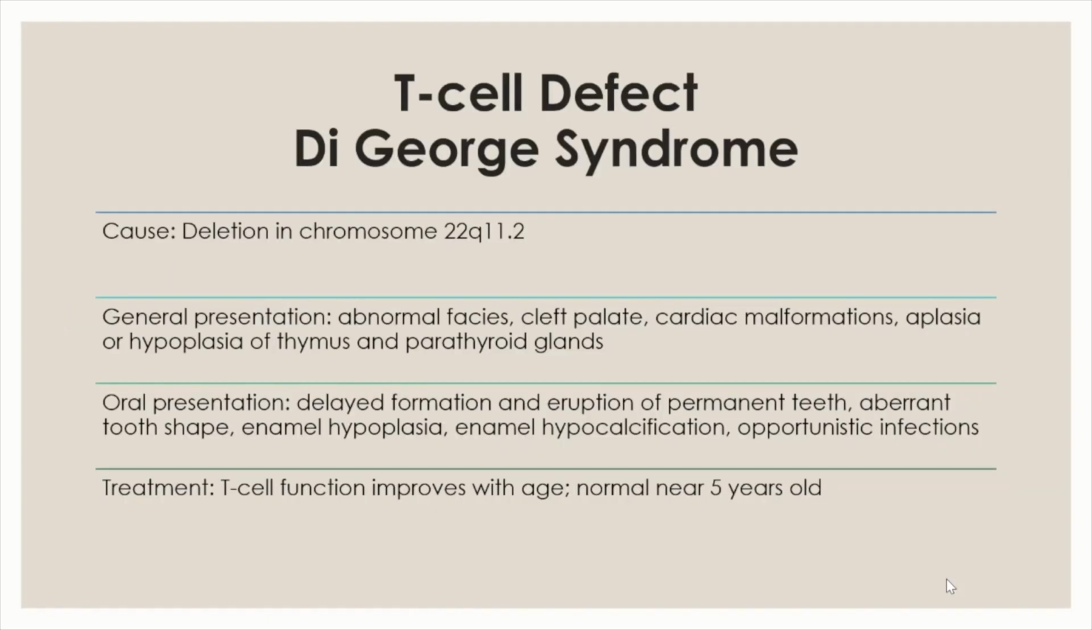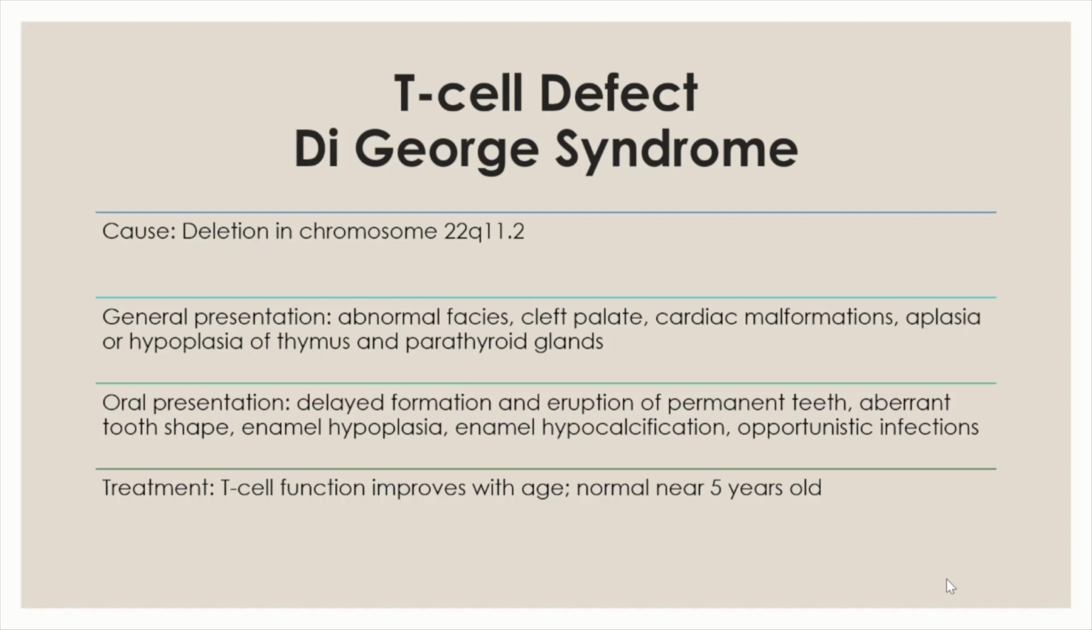So we will start with the T cell defect, DiGeorge syndrome. The cause is a deletion in chromosome 22q11.2. Patient presents with numerous abnormalities resulting from impaired embryogenesis of organs originating from the 3rd and also the 4th branchial arches, showing abnormal faces, cleft palate, cardiac malformations, hypoplasia of the thymus, leading to deficient T cell maturation, as well as hypoplasia of the parathyroid glands, resulting in episodes of hypocalcemia.